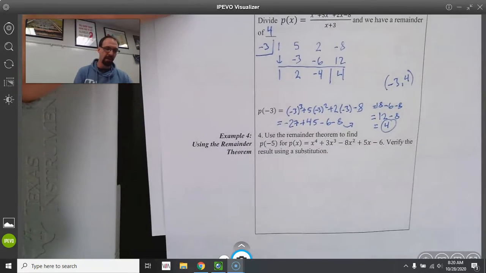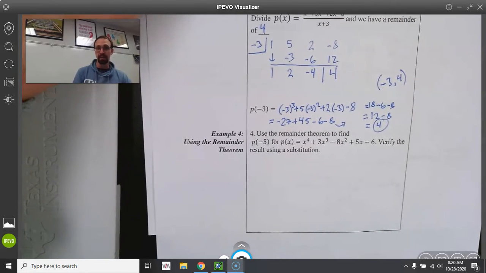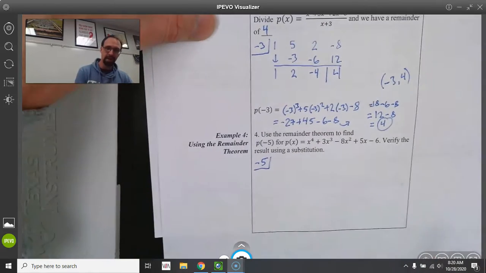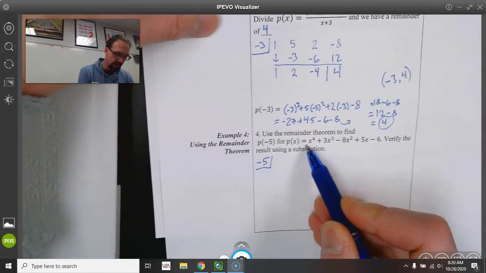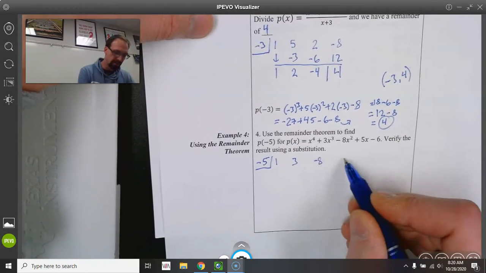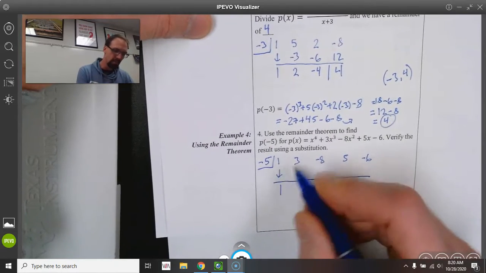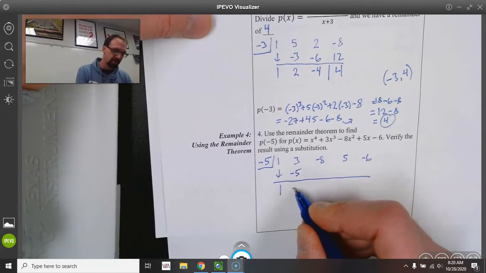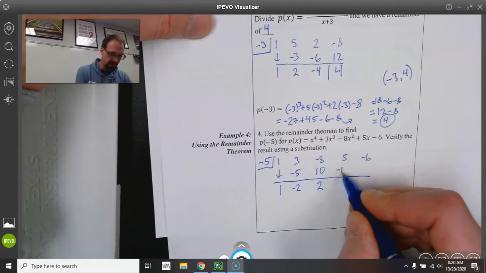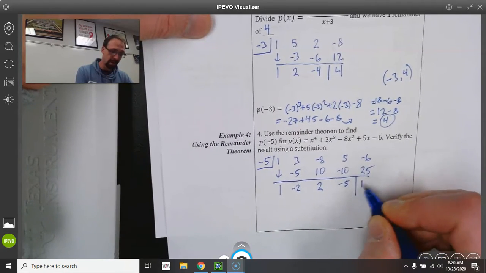So we're going to use the remainder theorem to find p of negative 5 for this, and then verify the result using substitution. So I'm actually going to do the synthetic division first. So negative 5, again, my coefficients are 1x to the 4th, 3x cubed, negative 8x squared, 5x, and then negative 6. Bring down the 1. 1 times negative 5 is negative 5. 3 plus negative 5 is negative 2. That's positive 10. Positive 2. 2 times negative 5 is negative 10. Negative 5. And here I have positive 25. So my remainder in this case is 19.